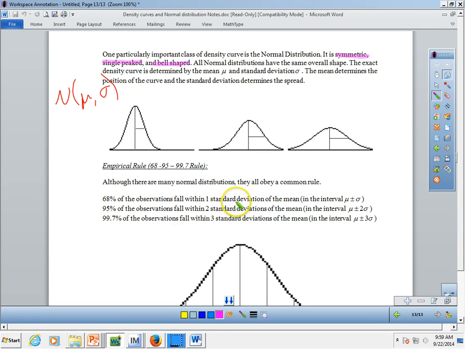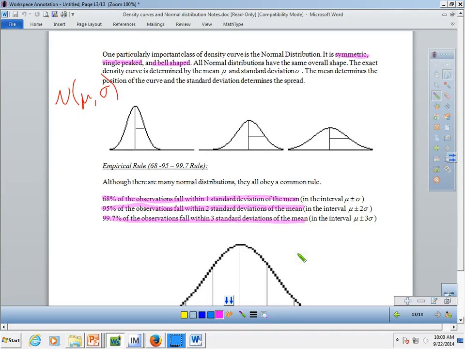It says that in a normal curve, 68% of the observations fall within one standard deviation of the mean. Now that's not exact. That's going to be an approximation. About 68% are going to fall within one standard deviation of the mean. 95% of the observations are going to fall within two standard deviations of the mean. And then 99.7% of the observations will fall within three standard deviations of the mean.